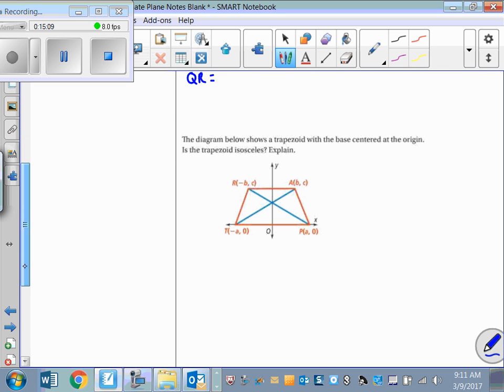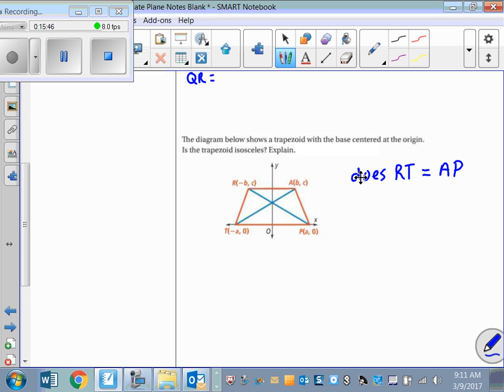What have we here? The diagram below shows a trapezoid with the base centered at the origin. They've given you the vertices, and they want to know, is it an isosceles trapezoid? How are we going to find out whether it's an isosceles trapezoid? We've got two choices here, right? I could find out if RT equals AP, because if it's isosceles, they'll be congruent, so their lengths will be the same.